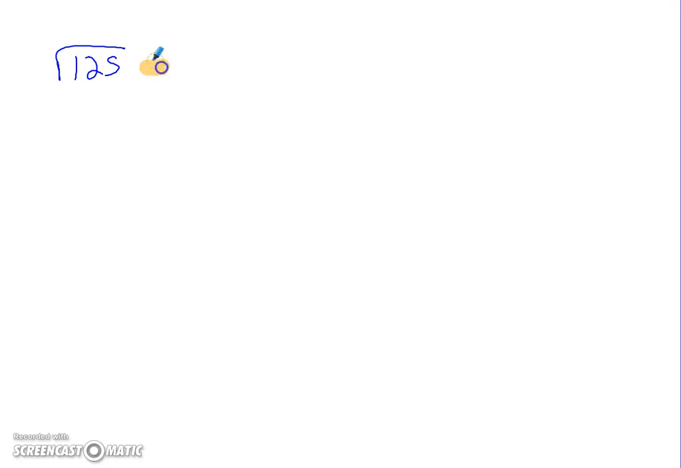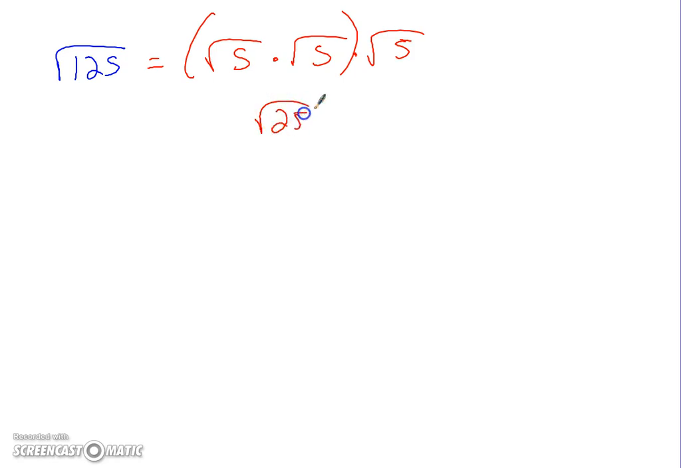The square root of 125. Again, do the prime factorization if you need to, but that's square root of 5 times square root of 5 times square root of 5. Look for any pairs that you see. Square root of 5 times square root of 5 is the square root of 25. And the square root of 25 is 5. Again, that's the simplified version of the square root of 125.